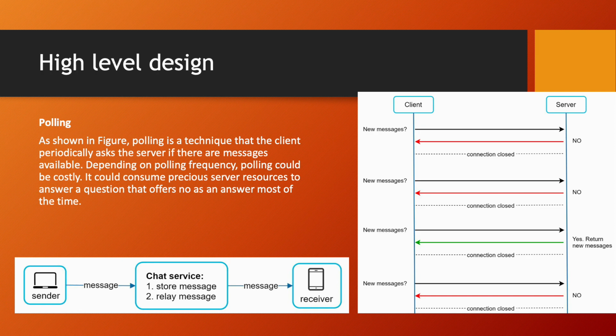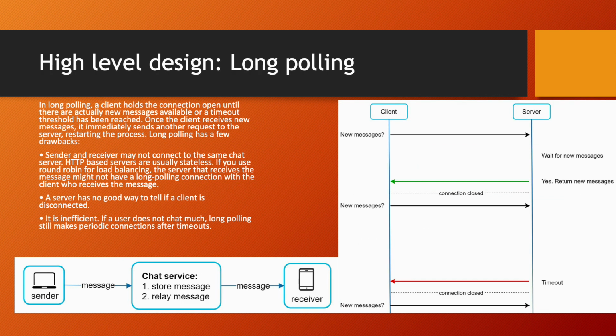New messages, yes, return the new message. New messages, no, and the connection could be closed. Now, long polling. In long polling, a client holds the connection open until there are actually new messages available or a timeout threshold has been reached. Once the client receives new messages, it immediately sends another message to the server, restarting the process.